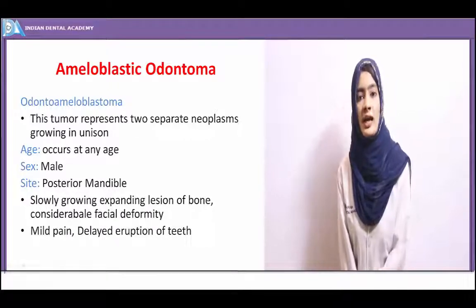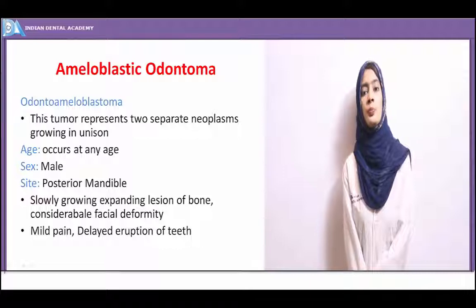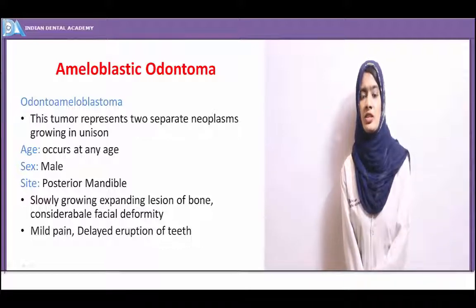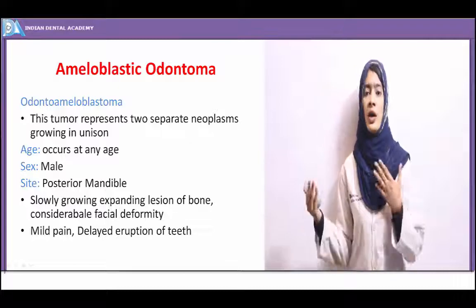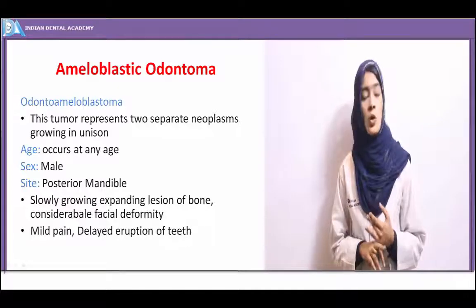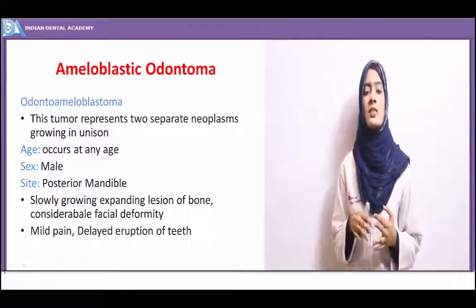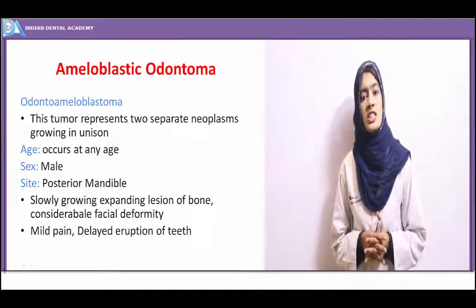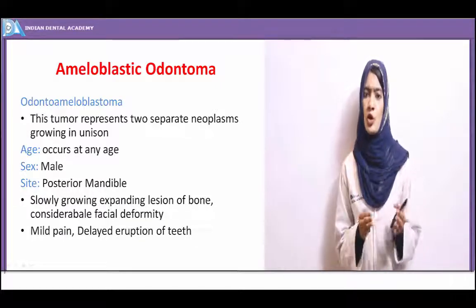Odontoameloblastoma, basically, can occur at any age. There is no particular age at which they are seen more commonly. It affects a wide age range from children to young to elderly, and it is seen more commonly in males, and the posterior mandible is more commonly affected. Initially it presents as a slow growing lesion.